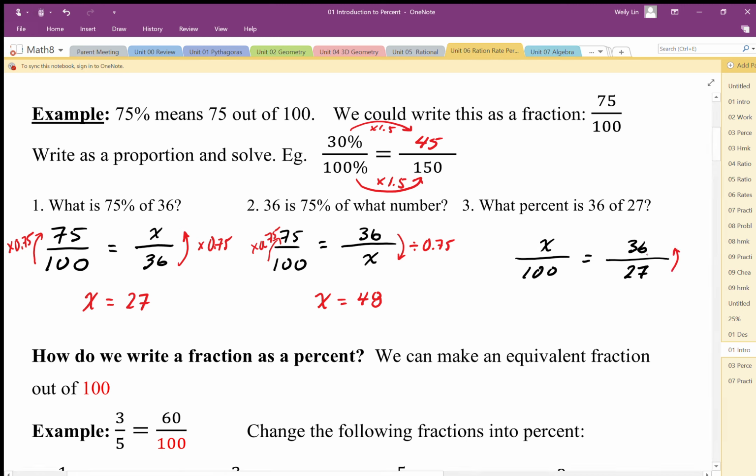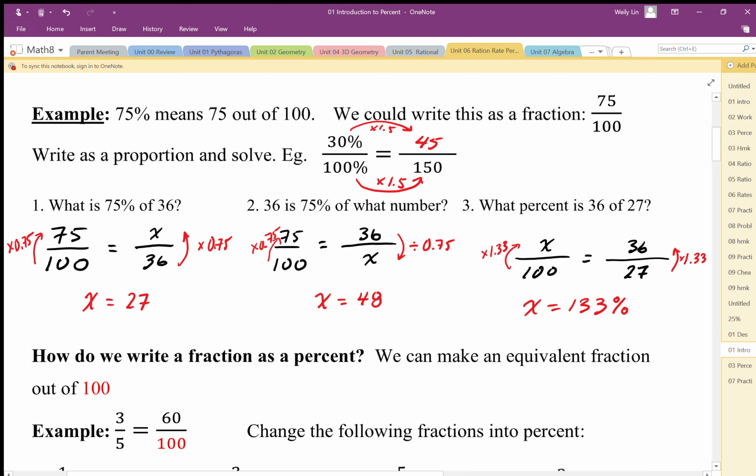So if I divide 36 by 27, I get 1.3 repeating, so I'm just going to round that to 1.33, and that's the same multiplier I use on this side, and that represents approximately 133%. So 36 represents about 133% of the whole of 27.